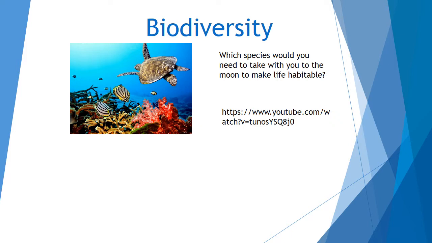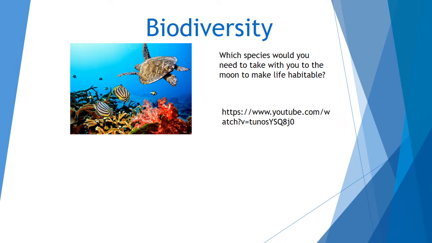And so here I ponder the question, which species would you need to take with you to the moon to make life habitable? Well, you're going to want to take probably plants, right? We're going to need plants or phytoplankton. We're going to need a way to get oxygen. Well, those plants also will rely on certain organisms, like some of those plants might rely on bees, for example, for pollination. So we'd need to take bees with us.